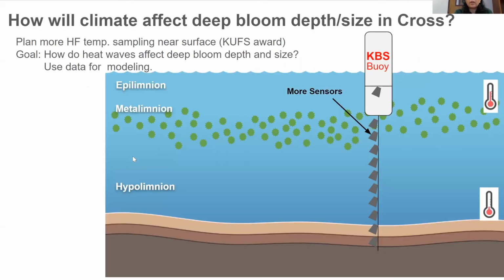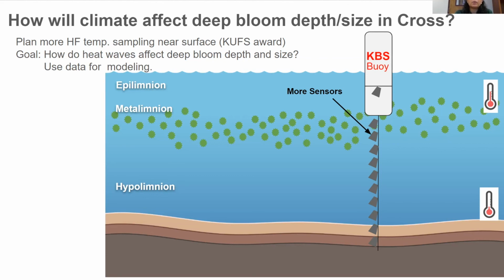So I got this awesome award from the KU field station, and what is my plan for the future? We ordered about 8 HOBOs in order to install more HOBOs on the buoy that we already have at the Cross, because we want to capture every half meter of depth. We want to increase the depth resolution in order to capture what is going to happen if we have a heat wave and the effect of heat waves on the bloom depths. Because what we have now is just HOBOs at every meter on the buoy, and this resolution is not enough to capture the impact of the heat wave.